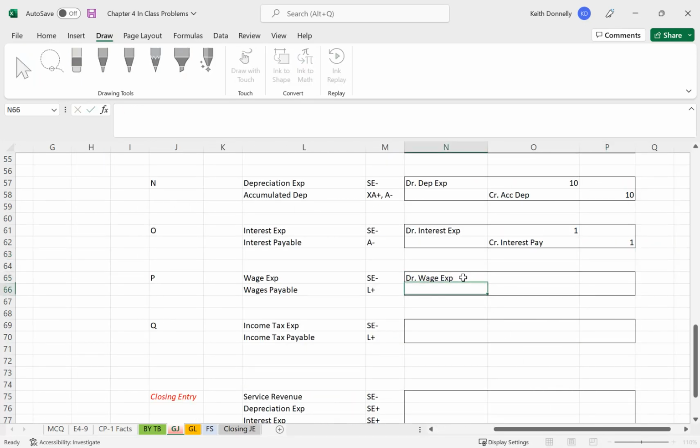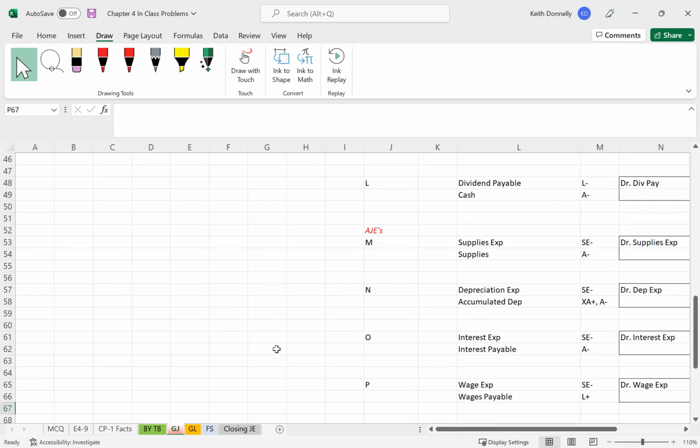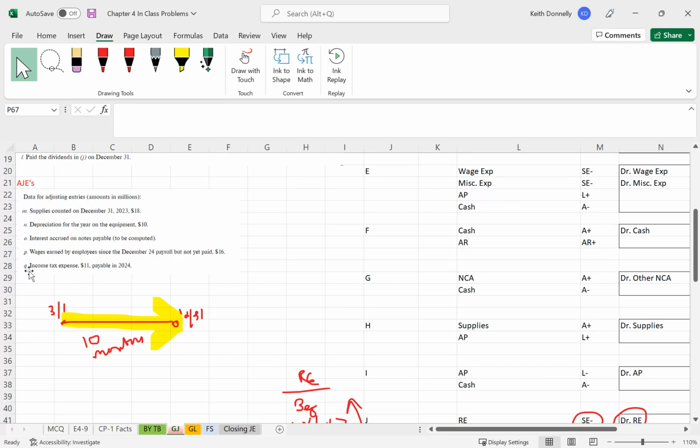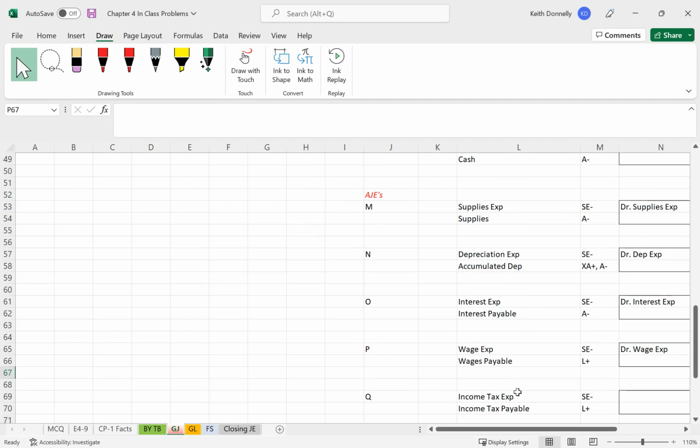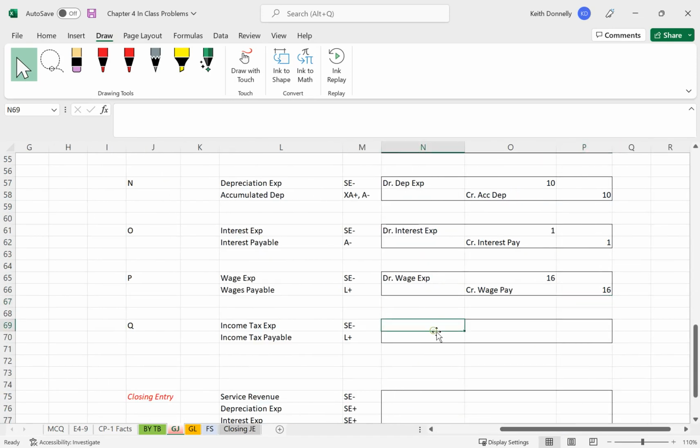Debit wage expense, credit wage payable, $16. Looks like income tax expense was $11. We're going to pay it next year. However, we have to accrue it now, right? Debit income tax expense, credit income tax payable, $11.